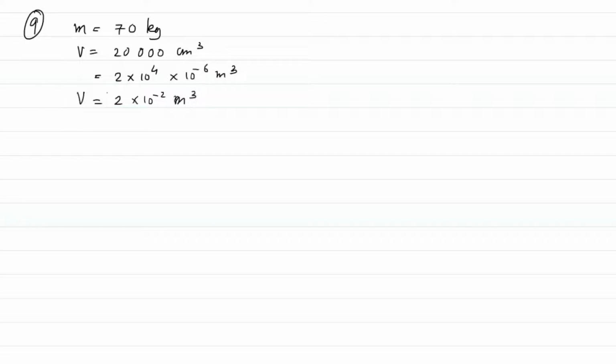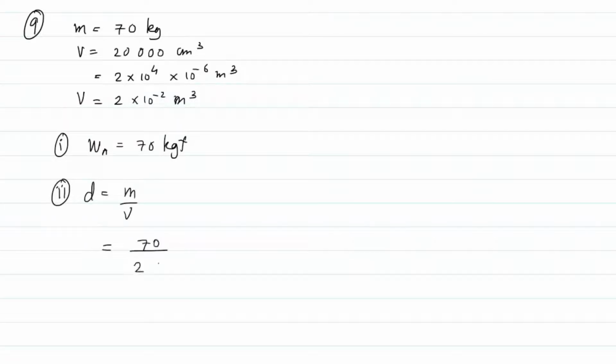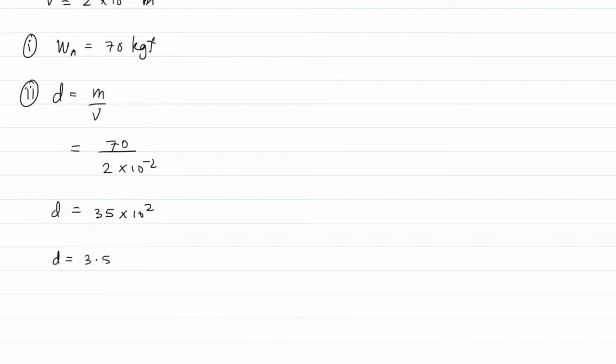Then they are asking us for the weight of the body. So mass is 70 kilogram. So therefore, weight in air is 70 kilogram force. Then relative density. So for relative density, first we have to calculate the density. That is mass upon volume, 70 upon 2 into 10 to the power minus 2. So here you have 35 into 10 to the power 2. So this can be written as 3.5 into 10 to the power 3.